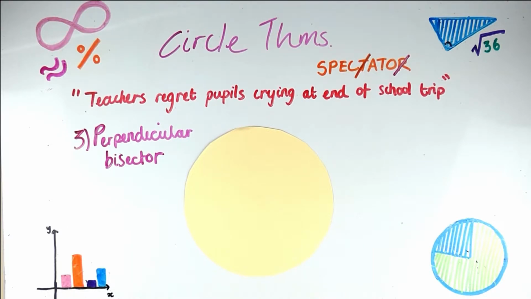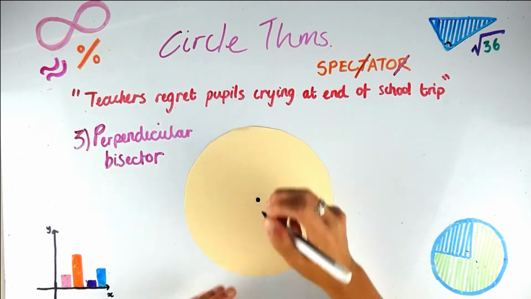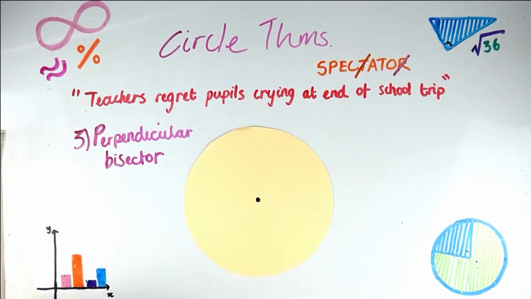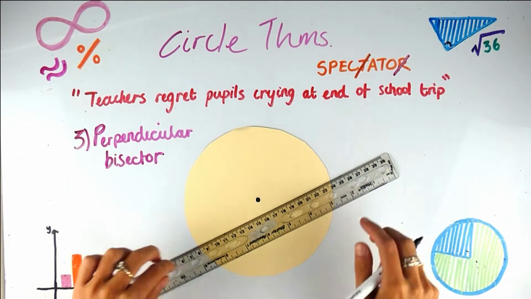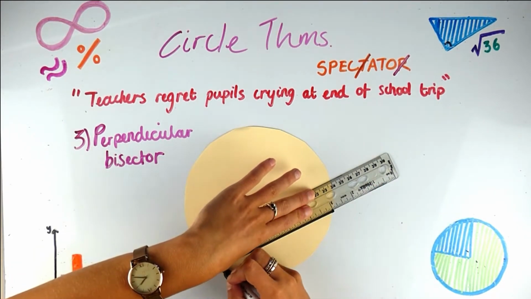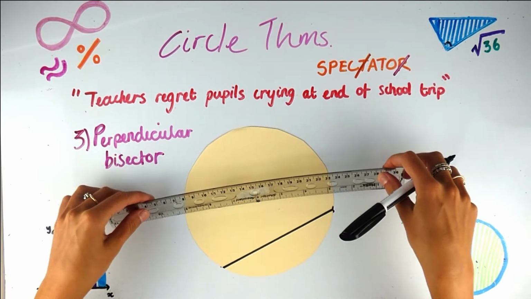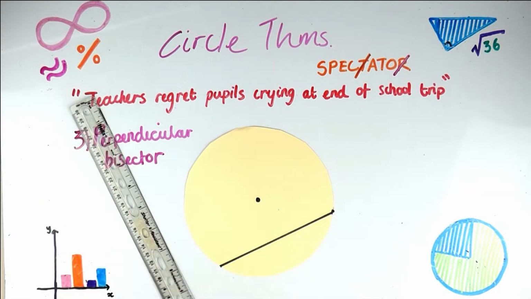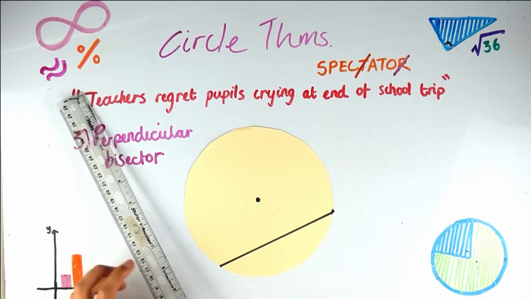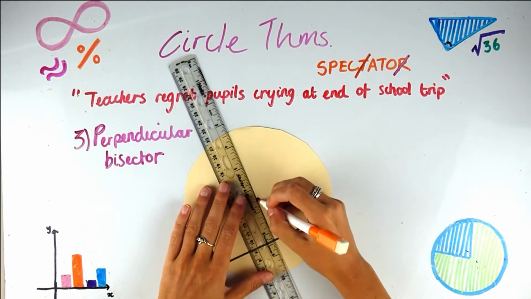So circle theorem 3 is the P for Pupils, and that is the perpendicular bisector. So what that means is if we have a chord, which is any line across the circle but that doesn't go through the centre, because if it went through the centre that would be what we know as the diameter. So a chord is any line drawn across the circle, and any line that cuts the chord in two has to go through the centre of a circle. So if I'm cutting this in half, it always has to go through the centre.